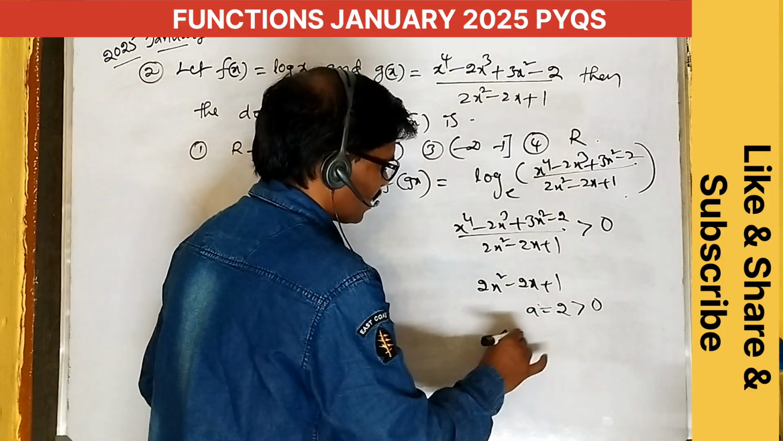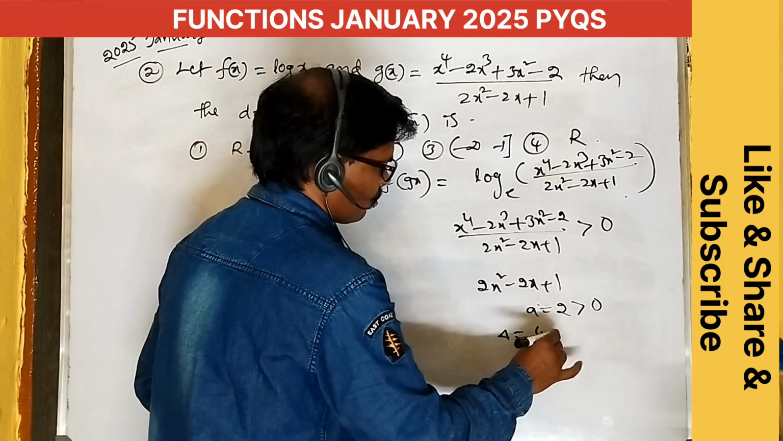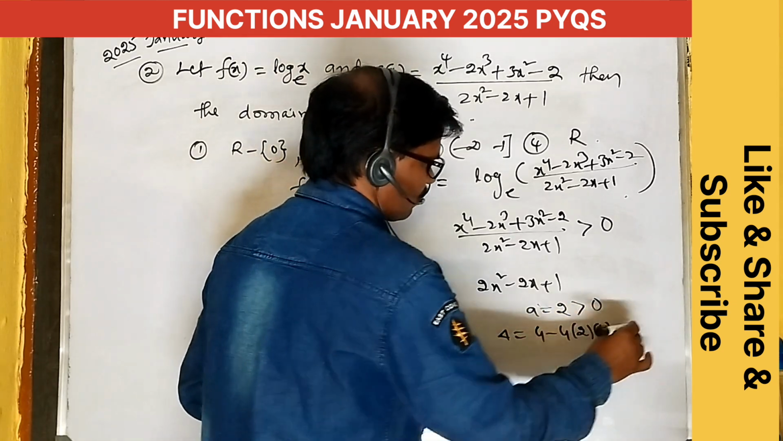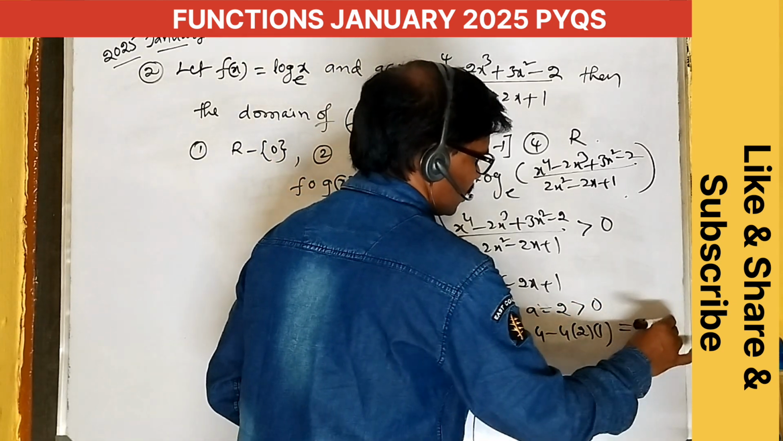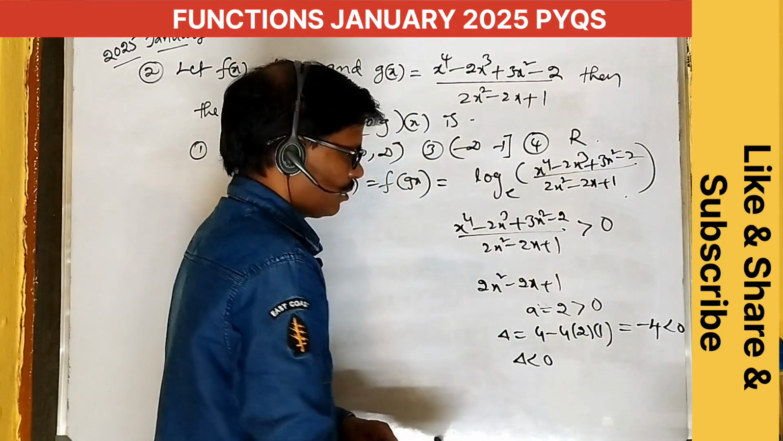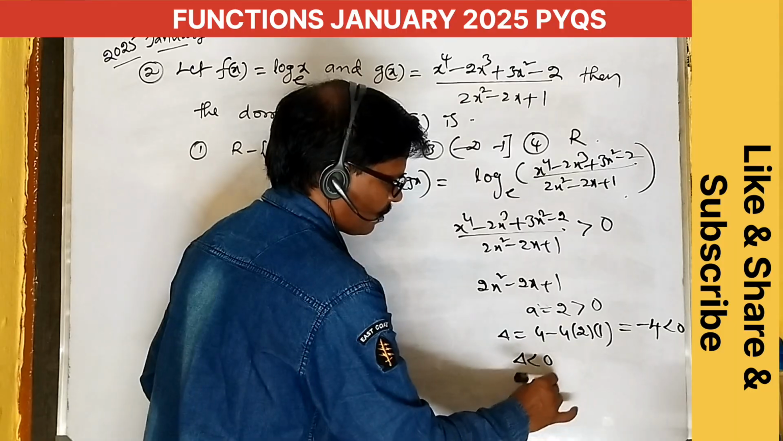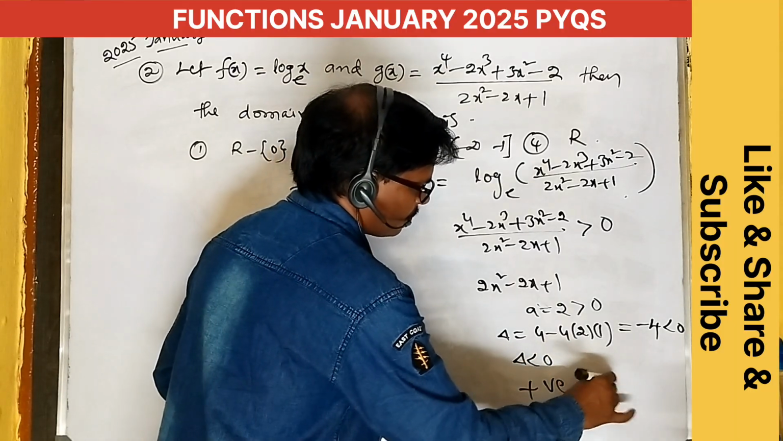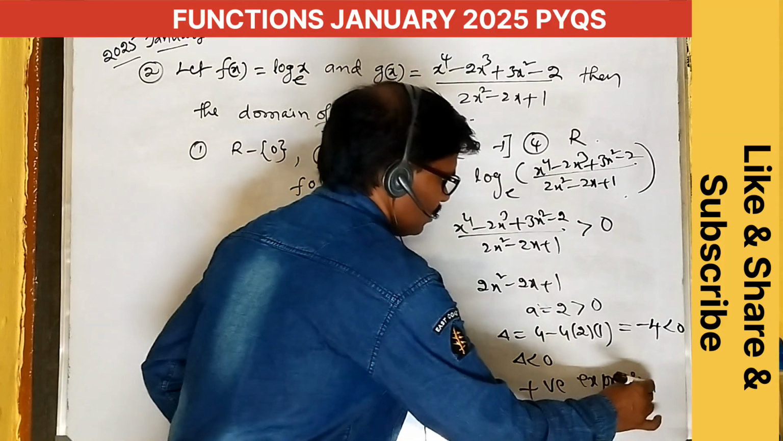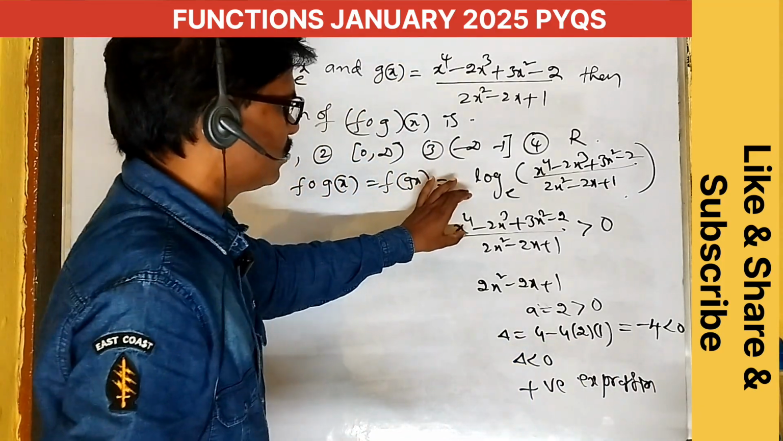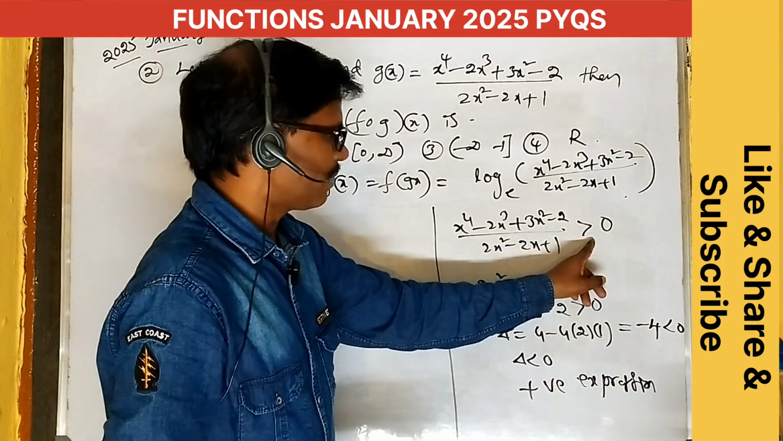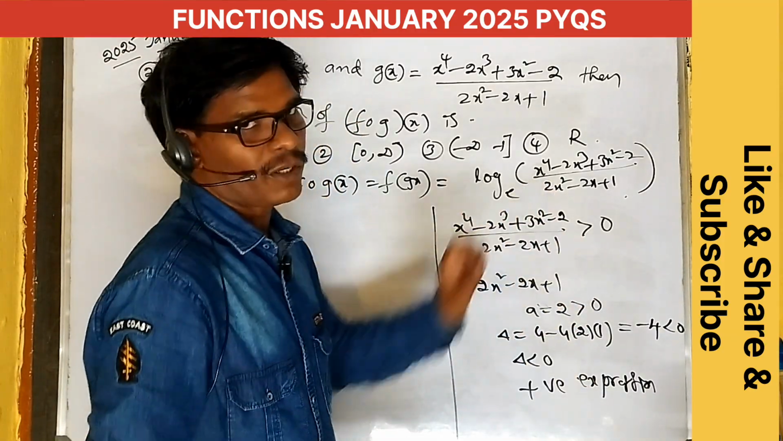What is the delta value? Delta is equal to b square minus 4ac, which is 4 minus 4 into 2 into 1, which is minus 4. This is less than 0. Delta is less than 0, and as a is greater than 0, this is a positive expression. Next, check the numerator. This is also positive, and this is also guaranteed positive.